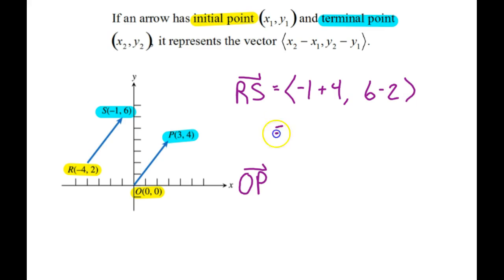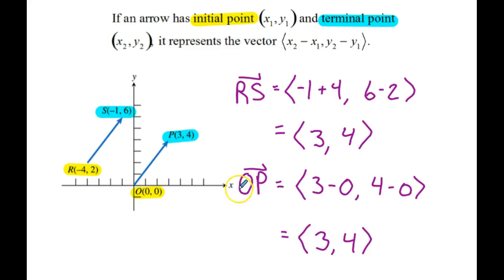Now we just simplify this. -1 plus 4, we get 3. 6 minus 2, we get 4. So that is the component form for vector RS. If we use a similar process to find the component form for vector OP, we would simplify to get component form as ⟨3, 4⟩ as well. So even though these vectors have different locations on the coordinate plane, they have the same component form, so these two vectors are equivalent.